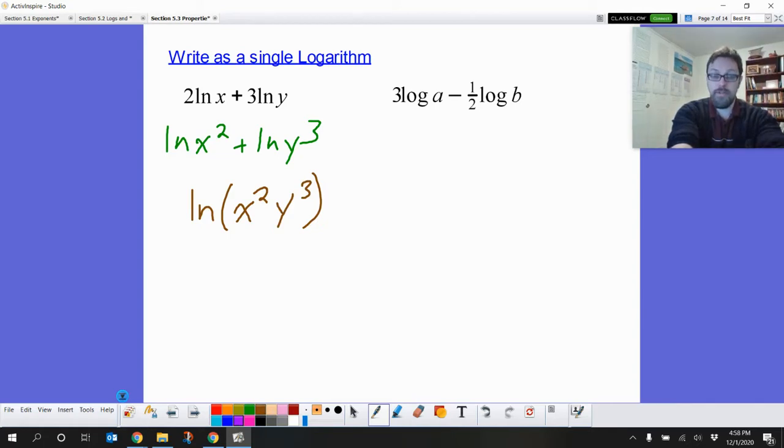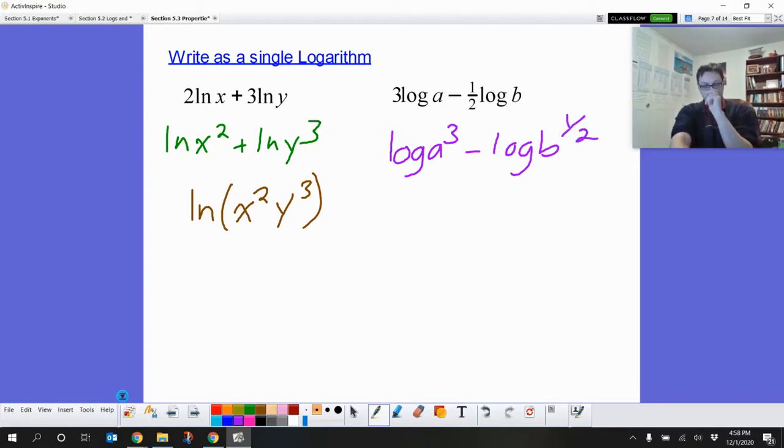Next one, bring in those threes. Bring in that 3. So log a cubed minus log b to the 1/2. Now I could leave that 1/2, or I could also make it a square root of b. I'm going to leave it at 1/2. No, I'll make it a square root in this next step. So we get log. They're being subtracted, so they've got to be over each other. A cubed over square root of b.